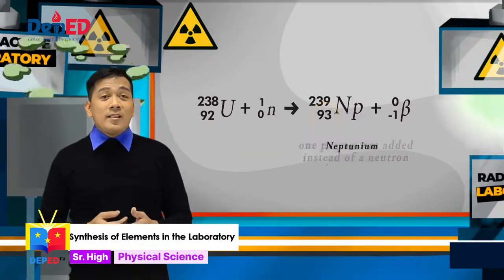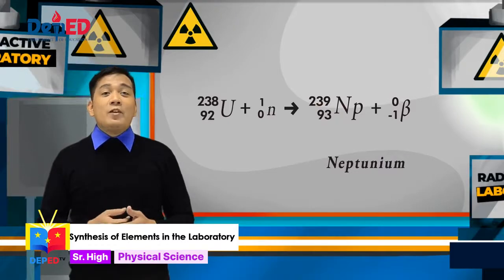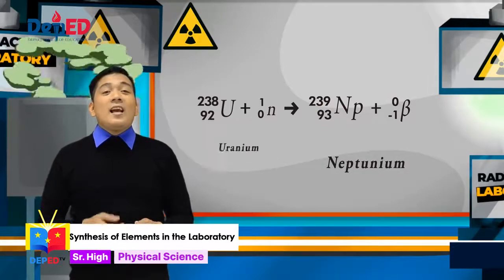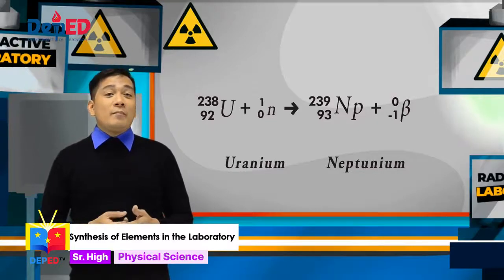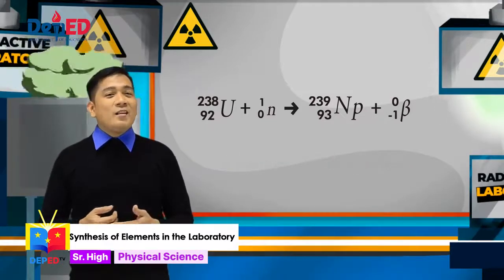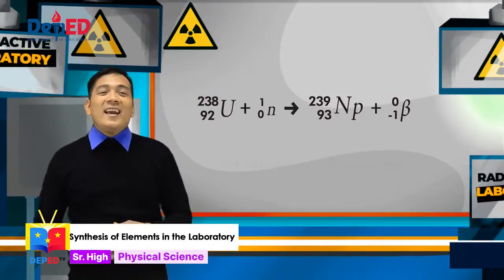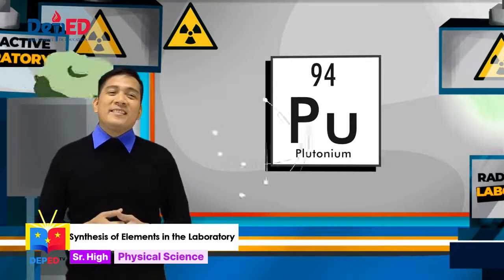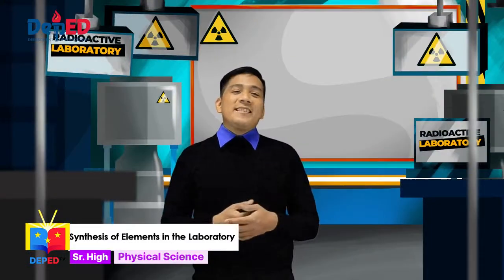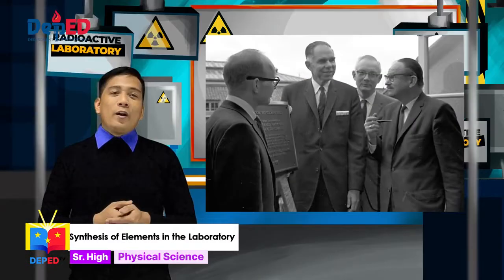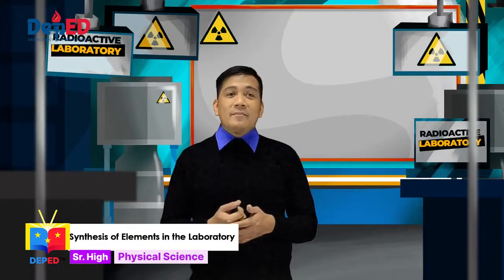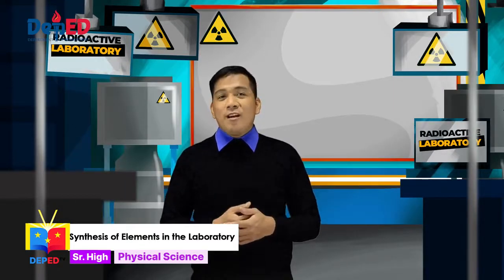Element 93 was named Neptunium, after the planet Neptune, which was the planet after Uranus. If element 92 is uranium and element 93 is Neptunium, what do you think they named element 94? They named it plutonium. Plutonium was synthesized at the end of 1940 by Seaborg, Macmillan, Kennedy, and Wall. This time, they bombarded uranium with deuterons in a cyclotron.